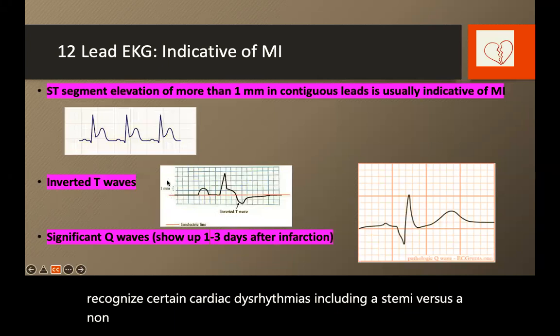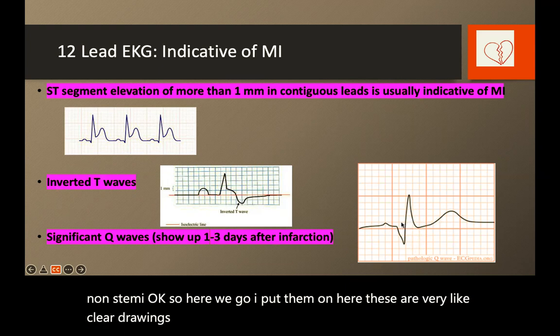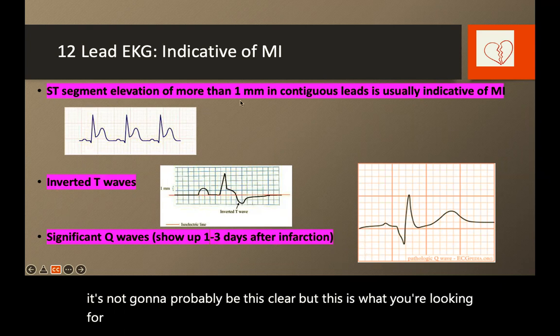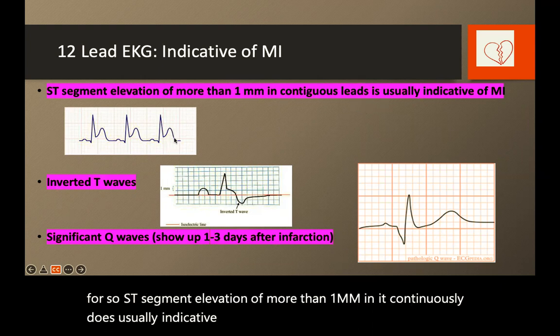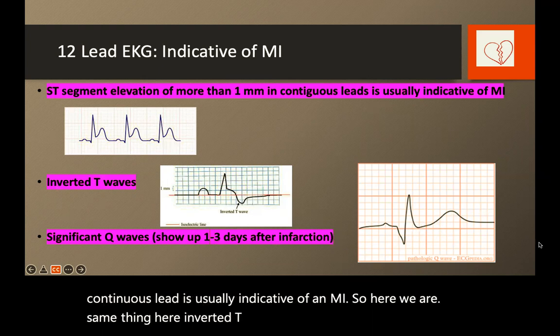Okay, so here we go. I put them on here. These are very clear drawings, but in reality, when you actually look at an EKG rhythm strip, it's probably not going to be this clear. But this is what you're looking for. ST segment elevation of more than 1 mm in a continuous lead is usually indicative of an MI. Same thing here, inverted T waves or significant Q waves over here.